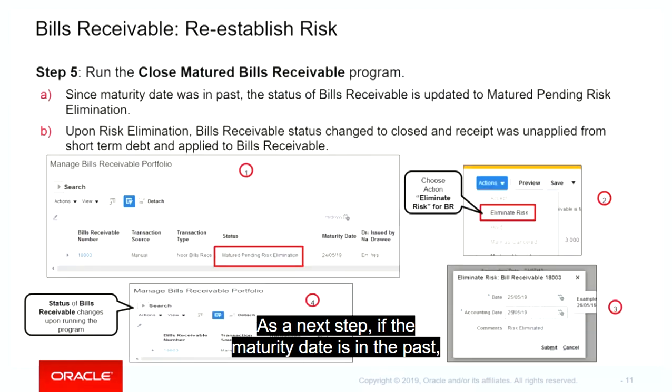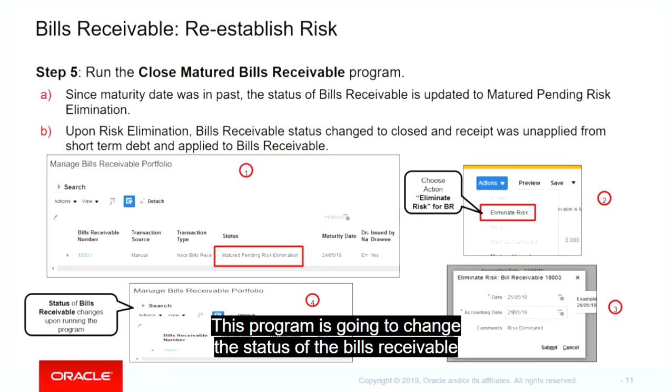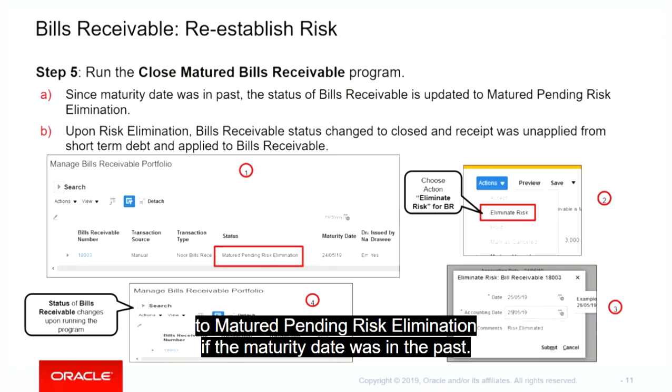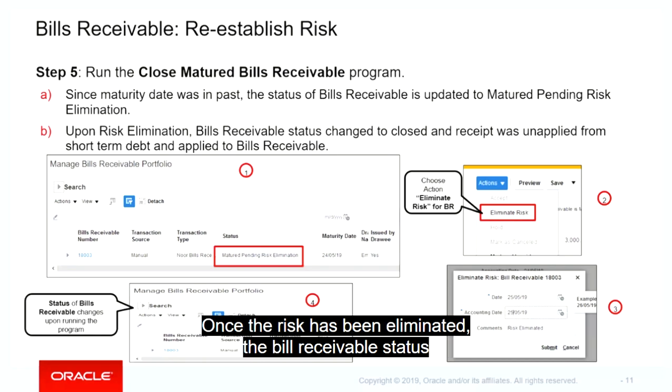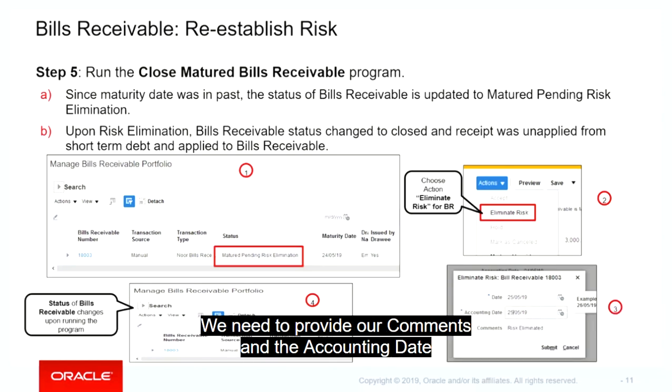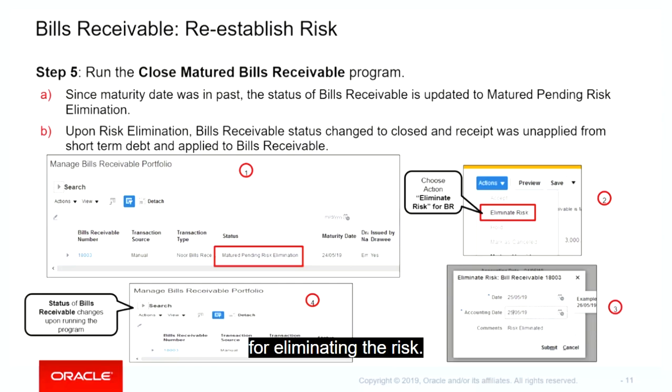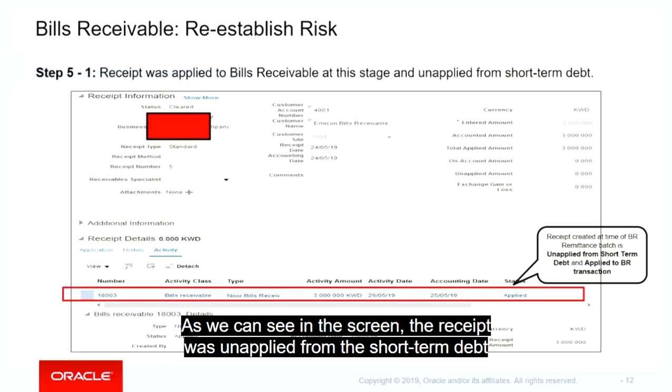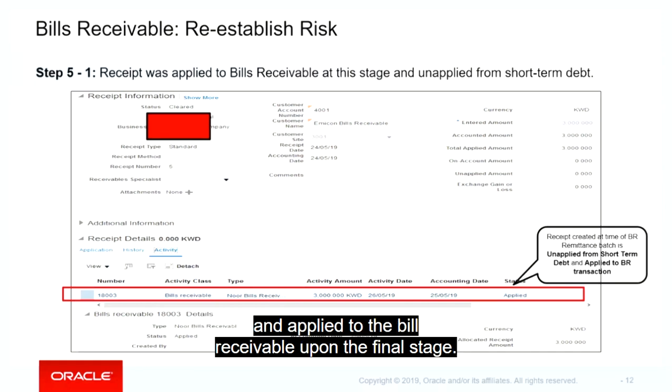As a next step, if the maturity date isn't passed, we shall run the close matured bill receivable program. This program is going to change the status of the bills receivable to matured pending risk elimination if the maturity date wasn't passed. Once the risk has been eliminated, the bills receivable status is changed to closed and the receipt which was created at the time of remittance batch is unapplied from the short-term debt and applied to the bills receivable. We need to provide our comments and the accounting date for eliminating the risk. As we can see in the screen, the receipt was unapplied from the short-term debt and applied to the bills receivable upon the final stage.